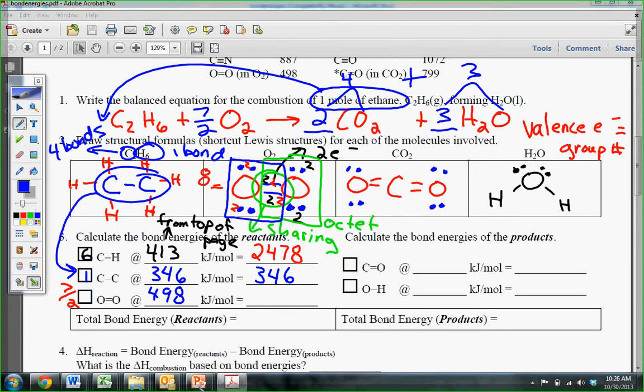What do we get? Anybody? Bueller? Bueller? 1743. Perfect. Okay, so now what we need to do is do the total bond energy of the reactants. What do you think you would do with all these lovely numbers? Add them up. So I'm going to add them, and I'm going to put that answer right there.